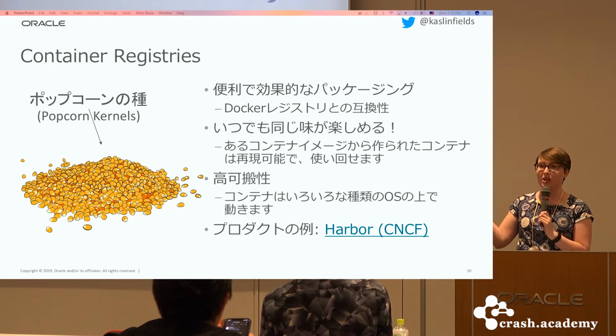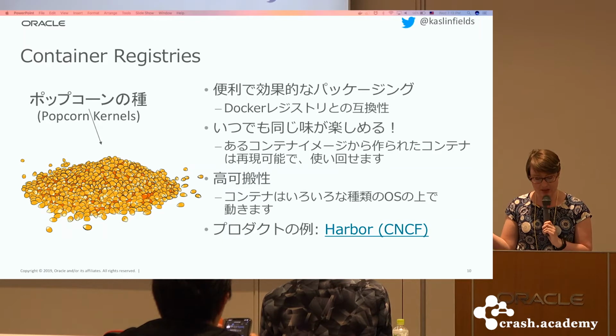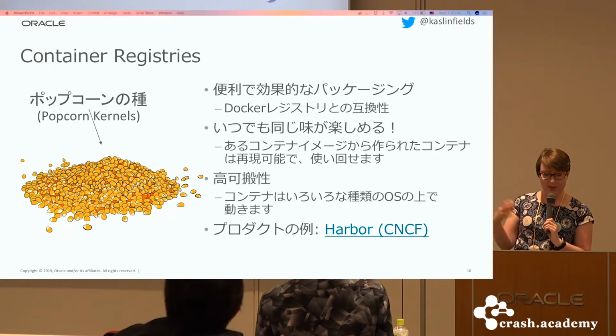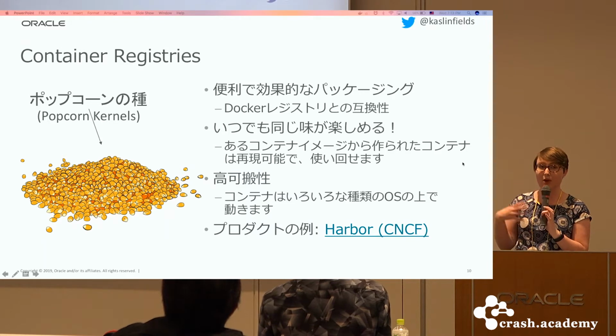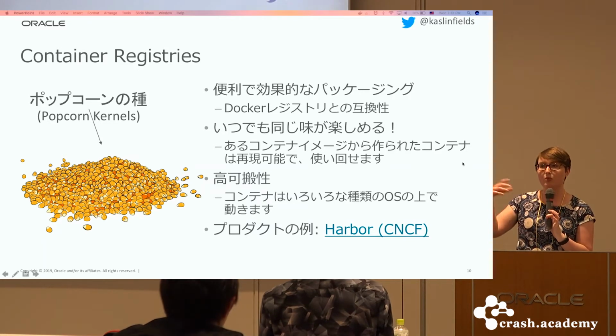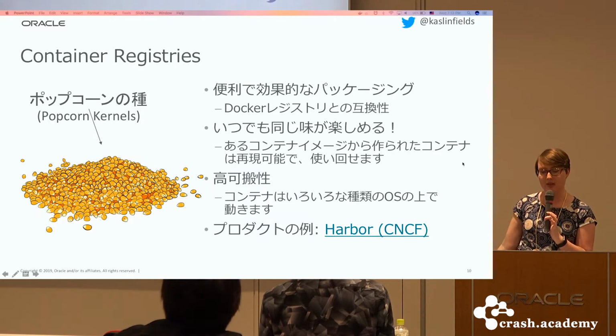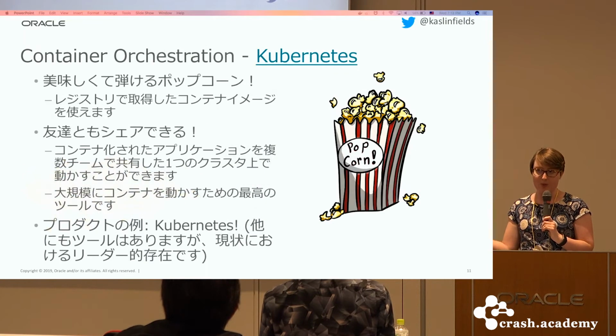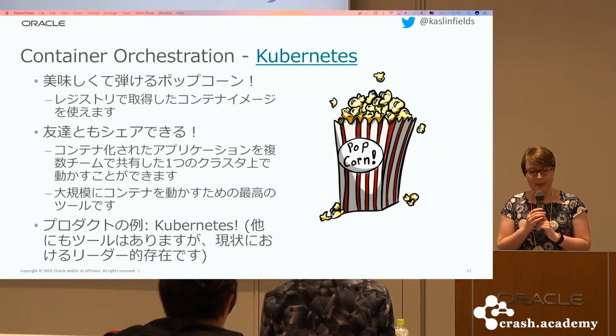And like I said, it's repeatable. You can deploy containers on many different types of systems and all of that kind of thing. And just like popcorn kernels are much easier to transport than popped popcorn, container images will be much easier to transport to wherever you need to spin them up. Which brings us to Kubernetes.